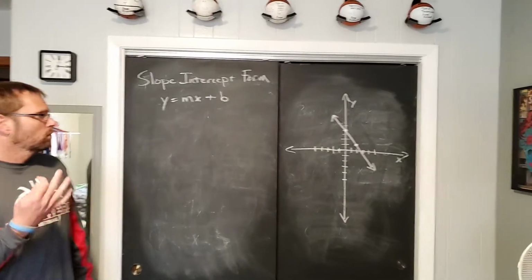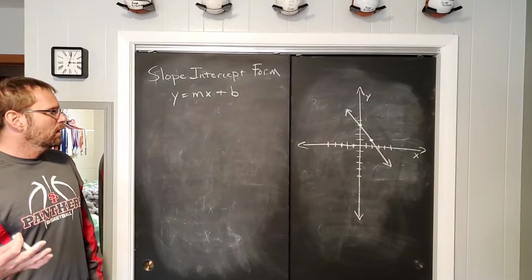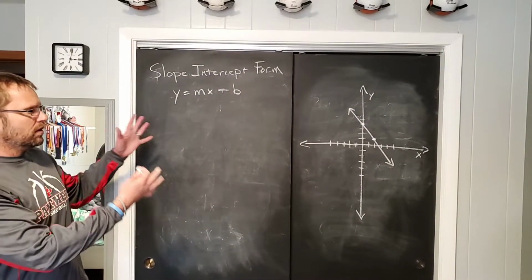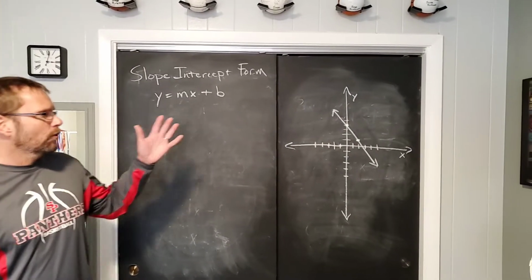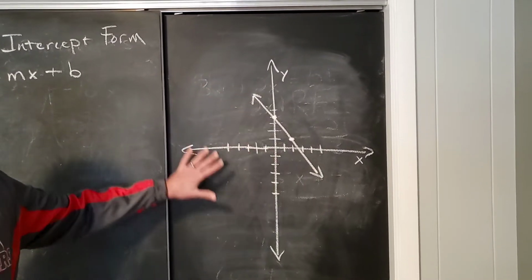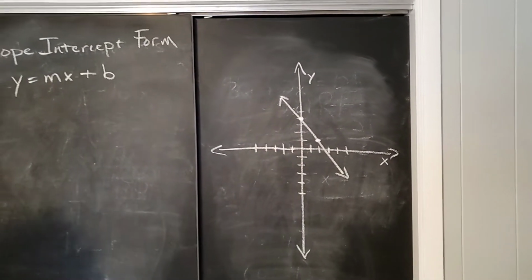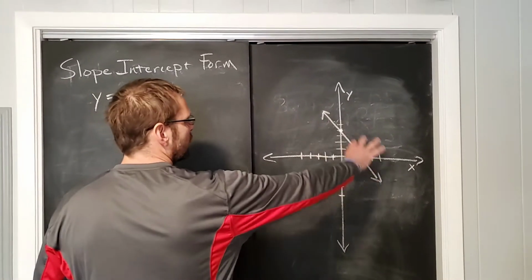So what we have now is we're going to take kind of the next step with slope-intercept form, and instead of just moving things around to make the equation, we're going to actually talk about what the graph of the equation looks like. So I have a graph of a linear equation over here, and what we're going to do is we're going to put this thing into slope-intercept form.